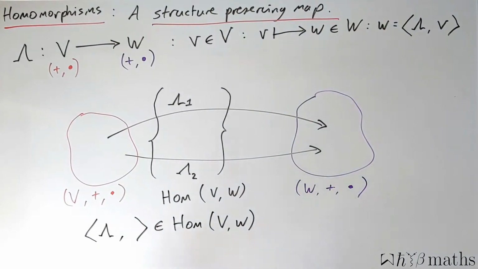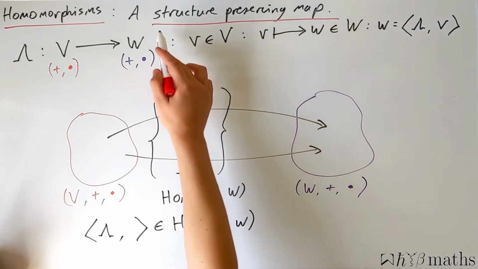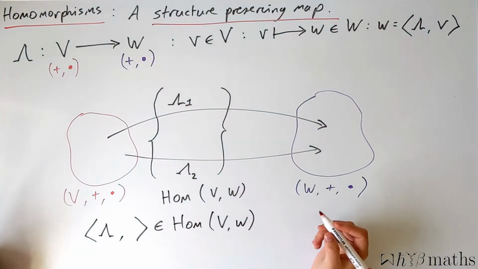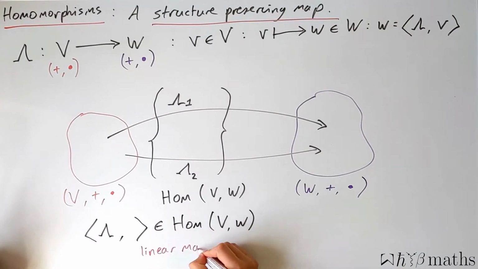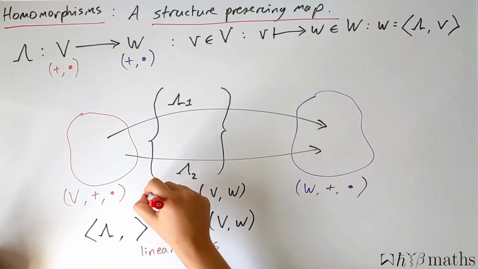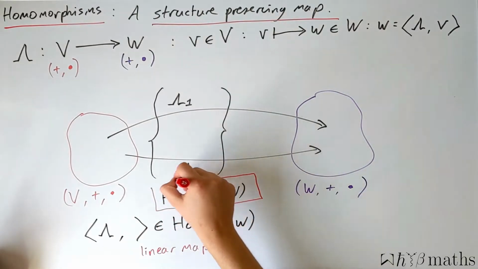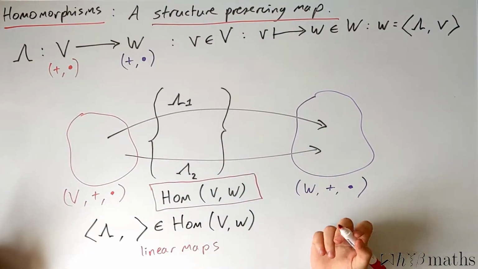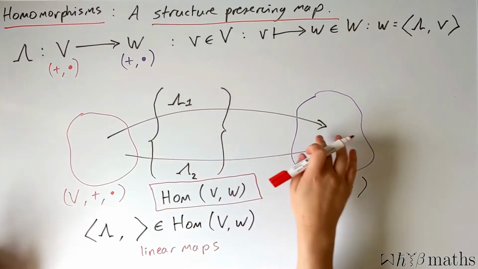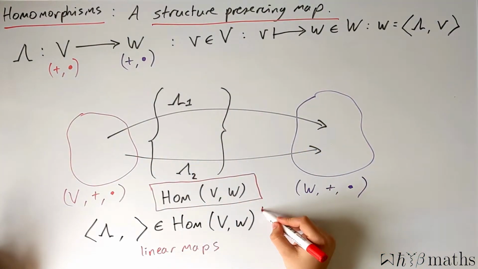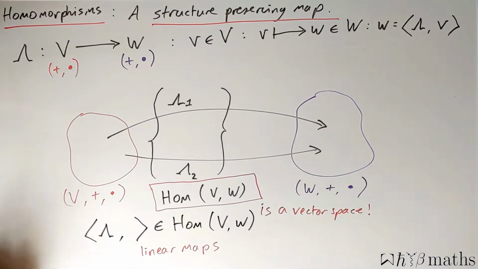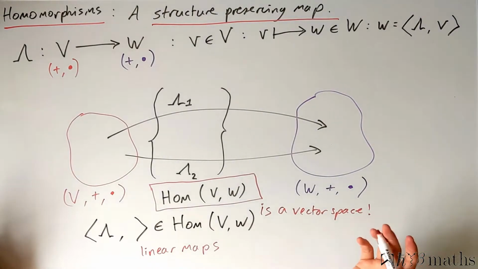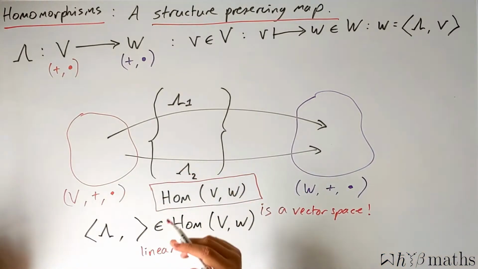And now the absolutely crucial point about this set of maps is that because they are structure preserving, which we saw in the vector space case means that they're linear maps, we can give this set of all of them, this Hom(V, W), a vector space structure. So the set of all linear maps between two vector spaces, Hom(V, W), is itself a vector space. I'm not going to show this too rigorously. I'm just hopefully going to be able to convince you with a few examples.